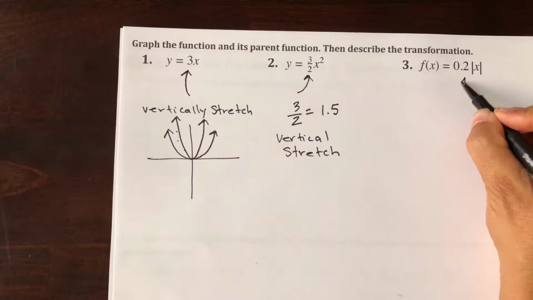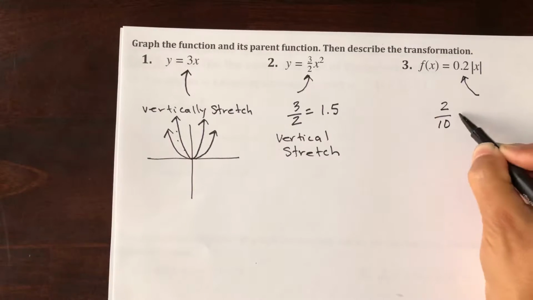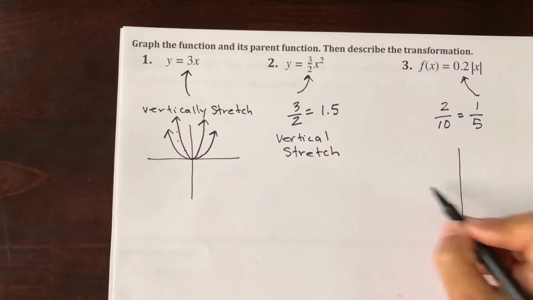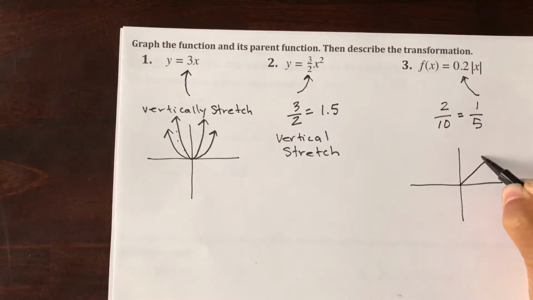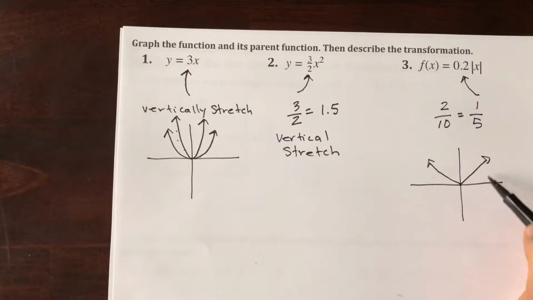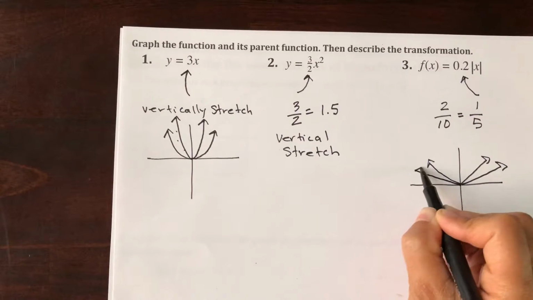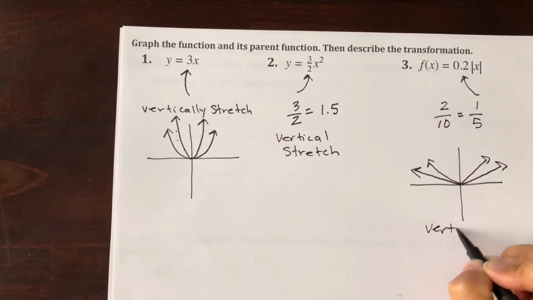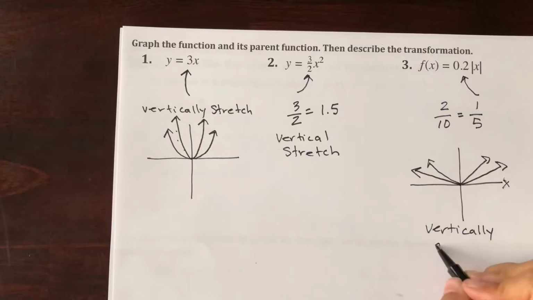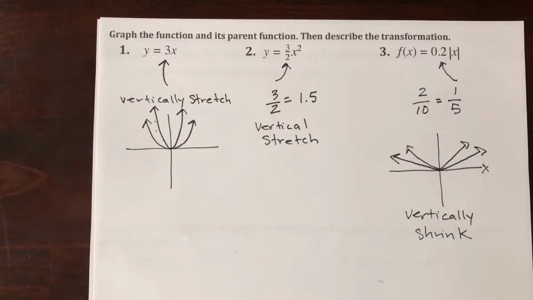Here I have 0.2. 0.2 is 2/10, which can also be reduced to 1/5. So if I take my original parent function, which is a V, I'm going to be taking 1/5 of all those outputs. So it's going to shrink my graph vertically, shrinking it towards the x-axis. Vertical shrink by a factor of 1/5 or 0.2.